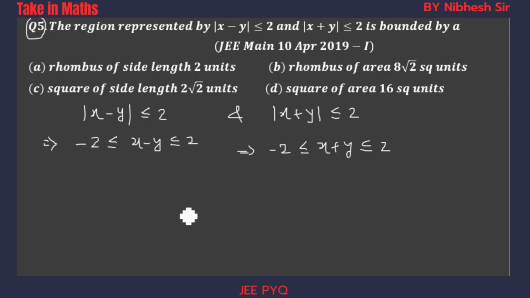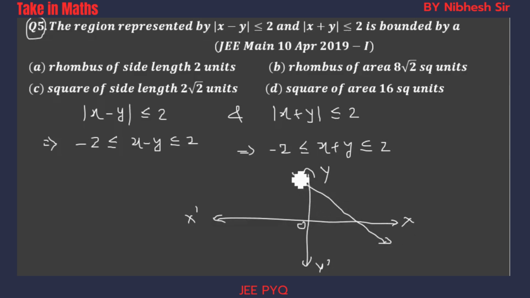So to draw these lines, x minus y equal to minus 2, x minus y equal to 2. So the shaded region we will get here. First, this is simple. This is the x axis. You can draw this line. So x plus y equal to 2, this will be the line. This is the line x plus y equal to 2. So the points will be 2 comma 0 and 0 comma 2.